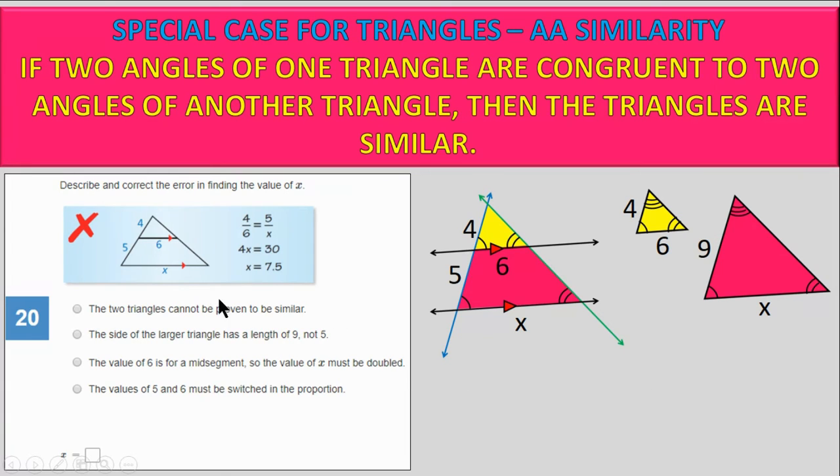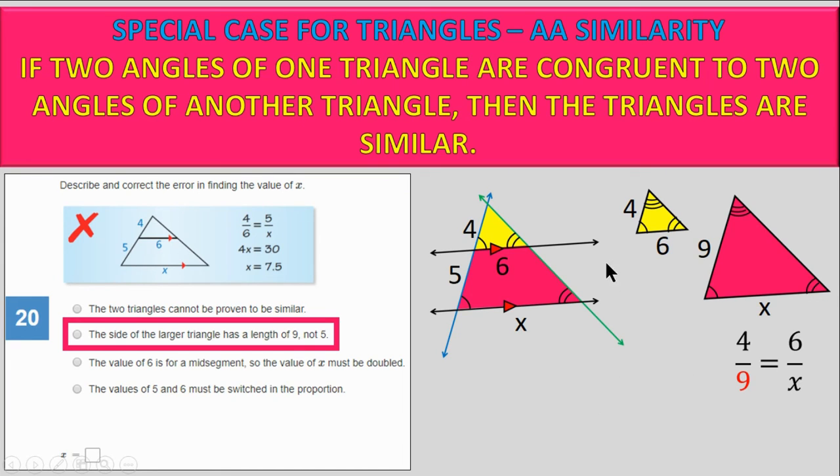So the first part of problem number 20 is to choose the answer that says the side of the larger triangle has a length of 9, not 5. The second part of the problem is they want us to find the length of side x. So I'm going to write a proportion 4 over 9, which are corresponding sides, equals 6 over x, which are corresponding sides. And I find the cross product and get 4x equals 54. And when I divide by 4, I find out that x equals 9.